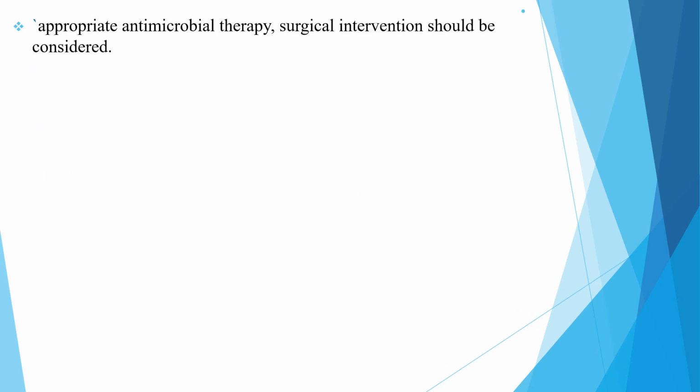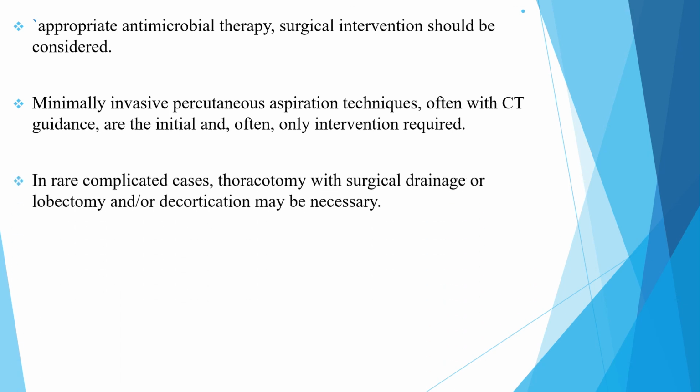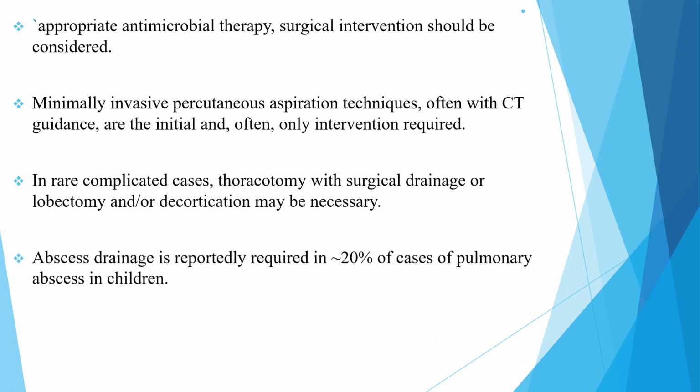For severely ill patients with larger abscess, or those whose status fails to improve after 7 to 10 days of appropriate antimicrobial therapy, surgical intervention should be considered. Minimally invasive percutaneous aspiration techniques, often with CT guidance, are the initial and often only intervention required. In rare complicated cases, thoracotomy with surgical drainage or lobectomy or even decortication might be necessary. Abscess drainage is reportedly required in only 20% of cases of pulmonary abscess in children.